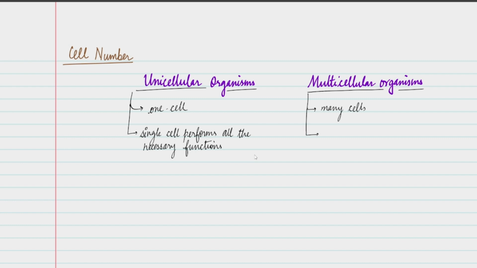Whereas in multicellular organisms, there is division of labor among the different cells. Division of labor is found in the single cell also, but that is within the cell. Whereas in multicellular organisms, different groups, clusters of cells are there. They have been assigned different tasks.